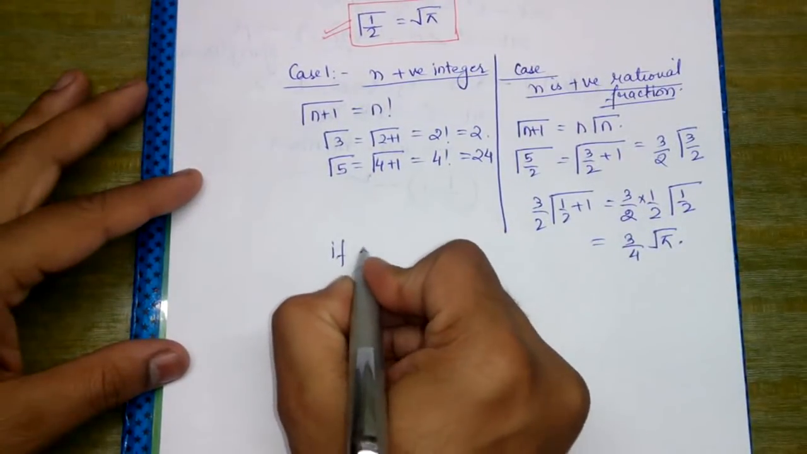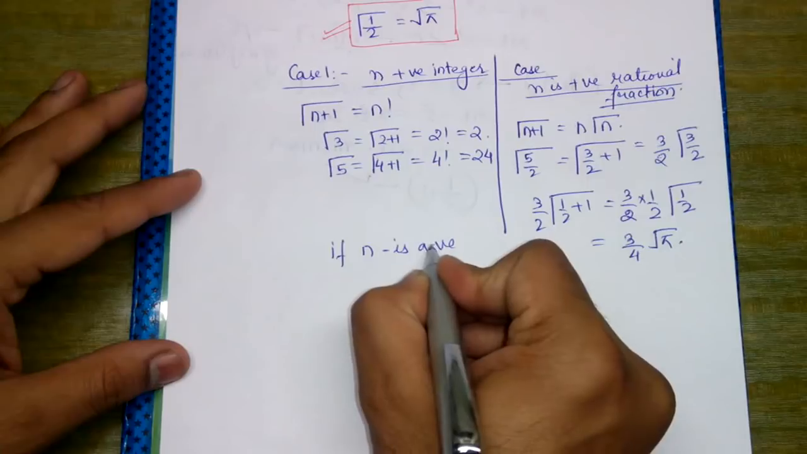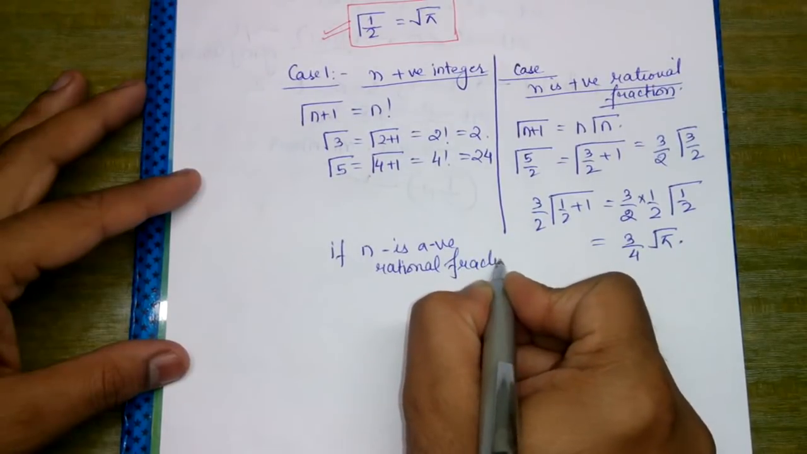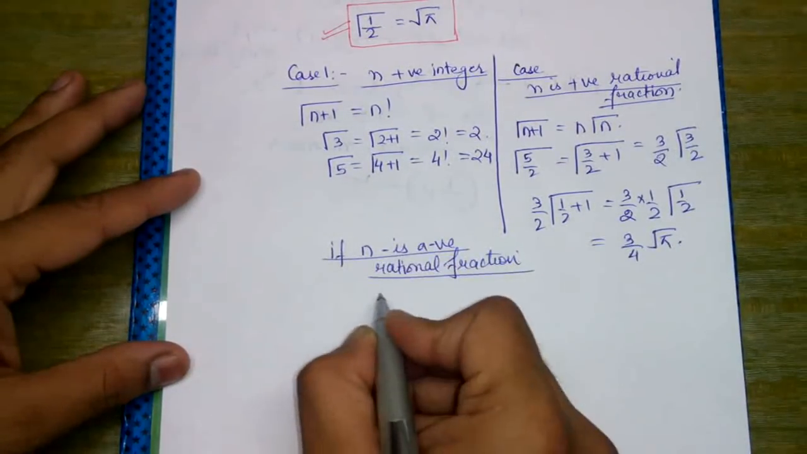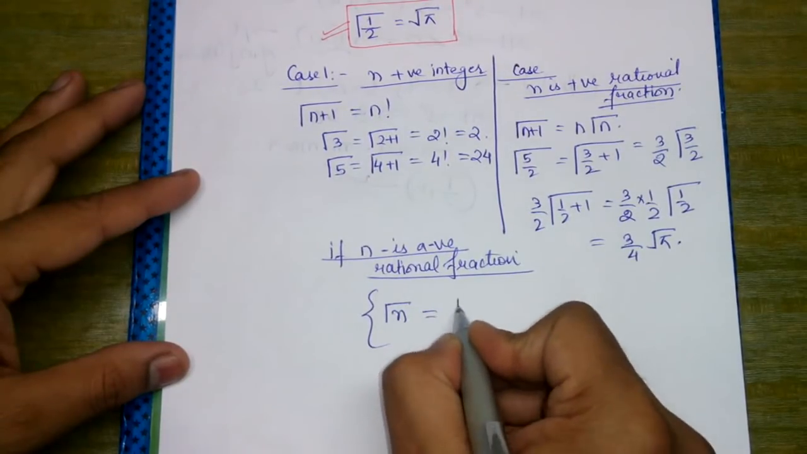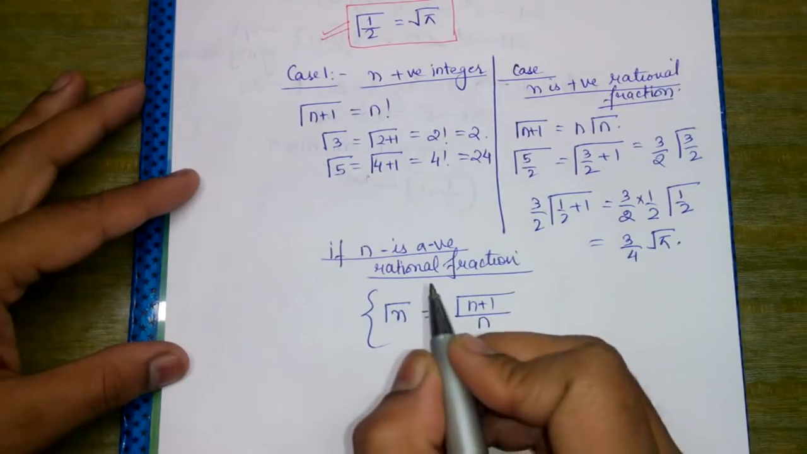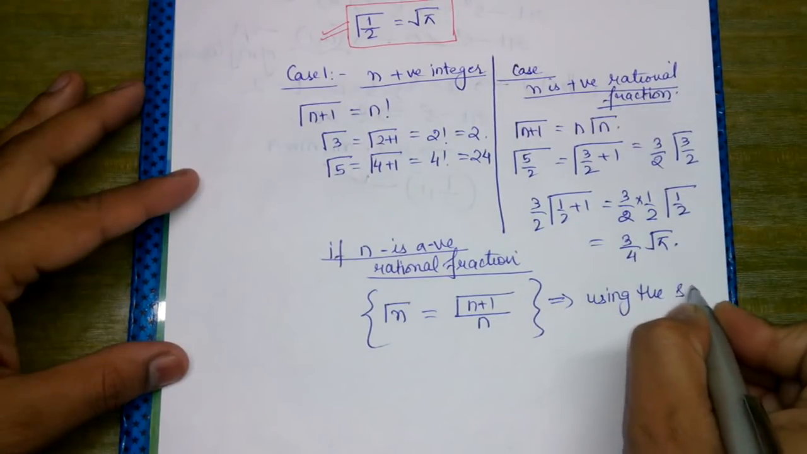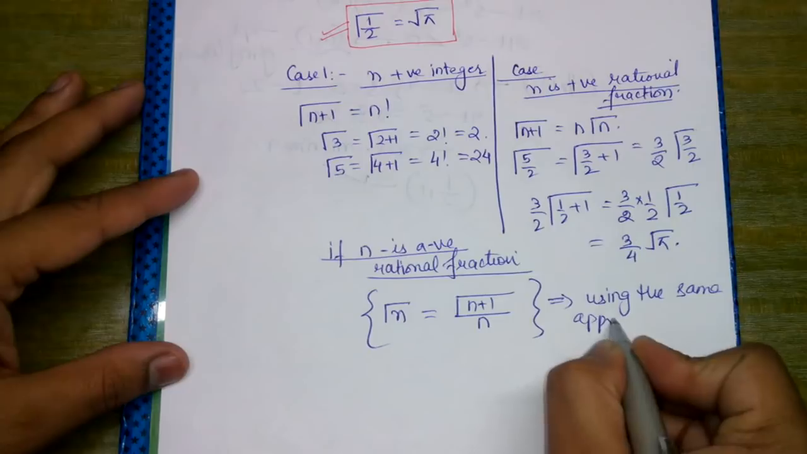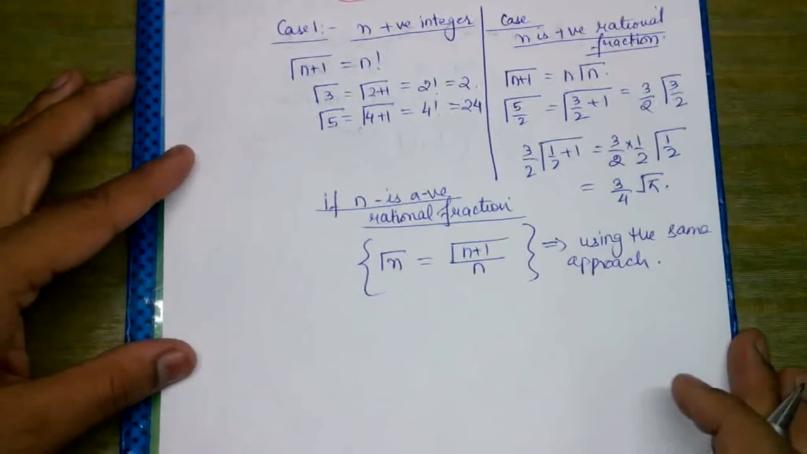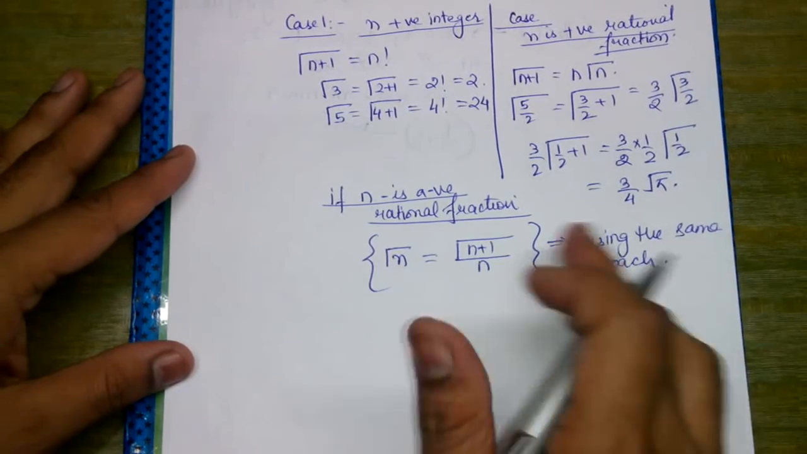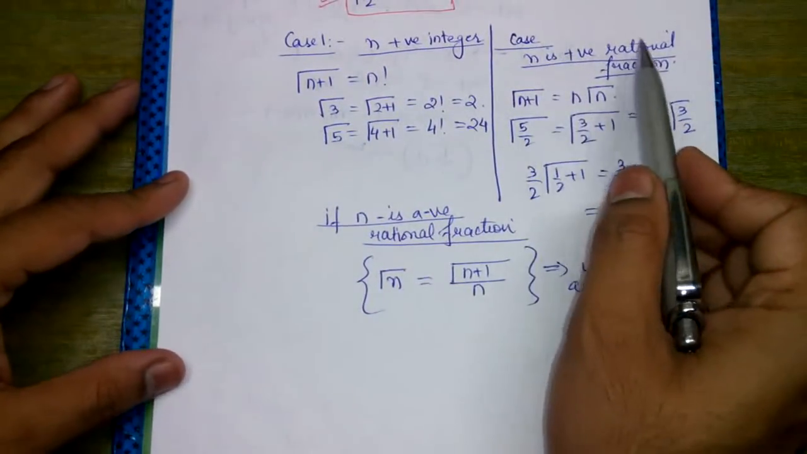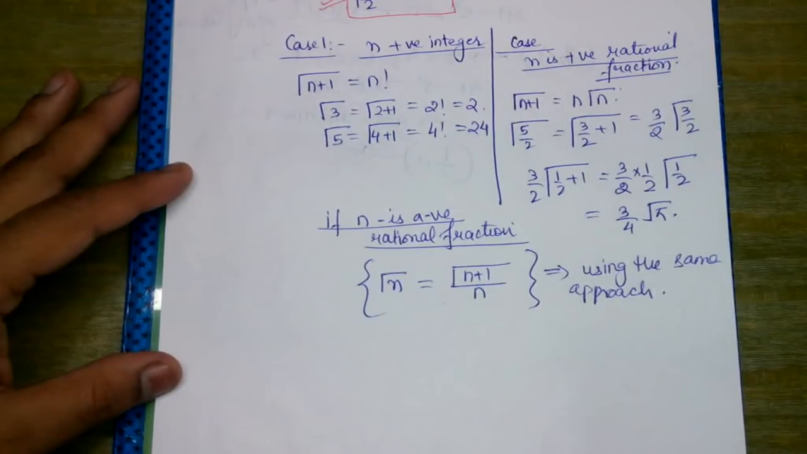And if n is a negative rational fraction, then what we are going to do is gamma of n is equal to gamma of n plus 1 upon n. And we are going to solve this by using the same approach. And so this was all about the cases where we were considering n as a positive integer, n as a positive rational fraction, and n as a negative rational fraction.